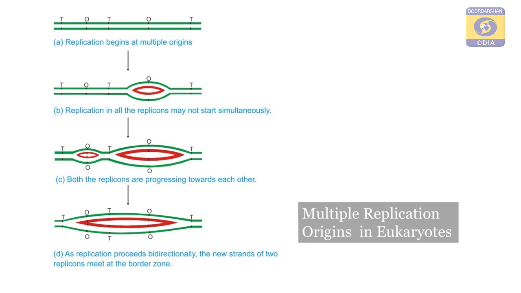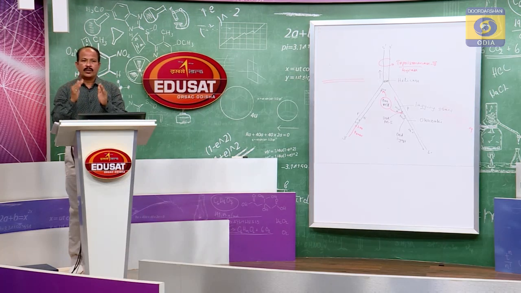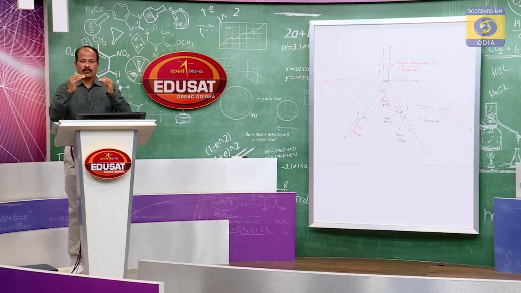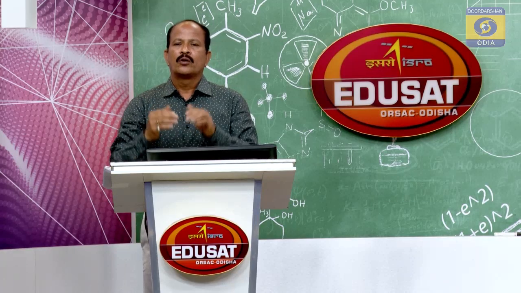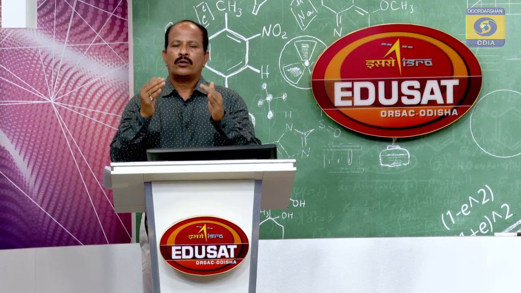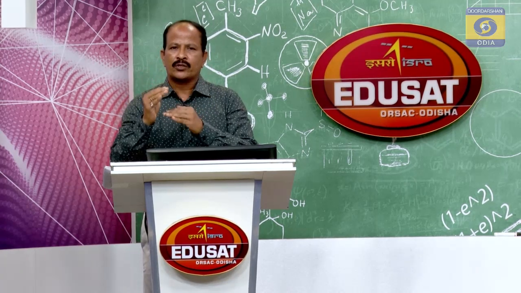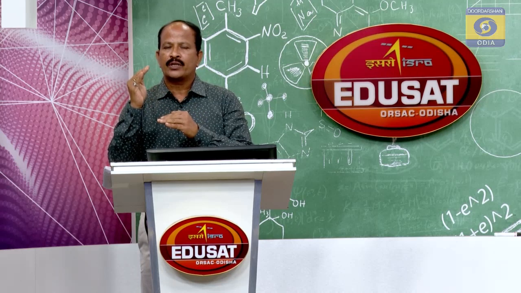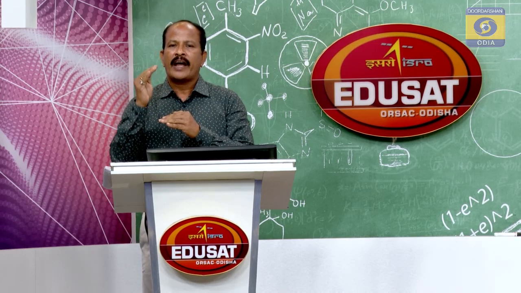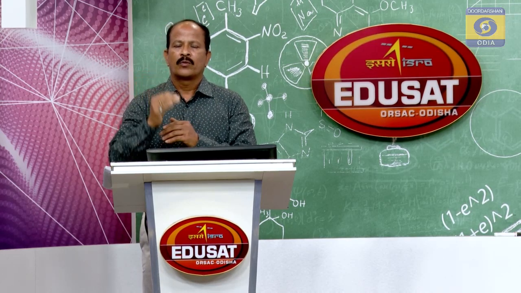Okay. Now, replication must be faithful. In spite of this, there are mutations. So, during replication mutations occur, but this is minimized due to the proofreading activity of the DNA polymerases and the cellular system. Thank you.